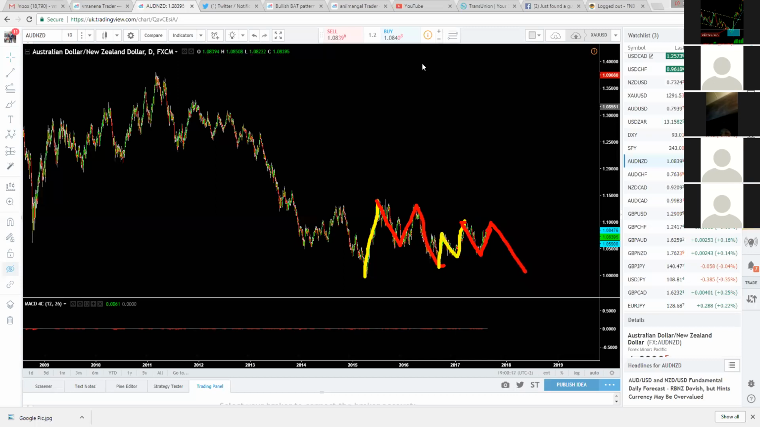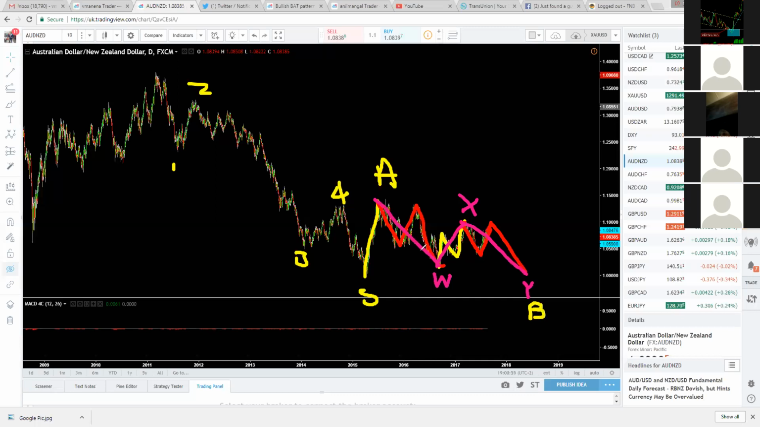Okay, so at the end of the day, what we are going to have is this first correction, which I had labeled a W, second one, which I labeled an X, and the third one, which I labeled a Y. So if you remember, the labeling is 1, 2, 3, 4, 5, A. Now B is this whole pink correction. And if we get there to the 1 area, we'll be buying for 4,300 pips, because this will do an A, B, C.